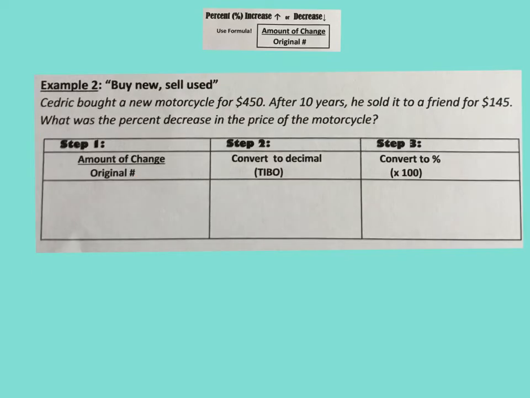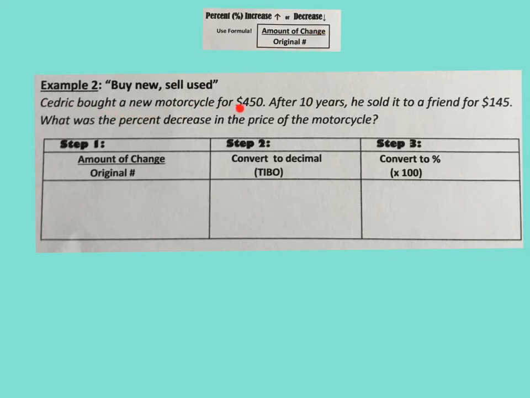All right, problem 2. And this is what I call a buy new and sell used type problem. So like you bought something and now you want to get rid of it, so you're selling it either on Craigslist or on eBay or something like that. All right, so we're going to use the same formula, the amount of change over the original number.